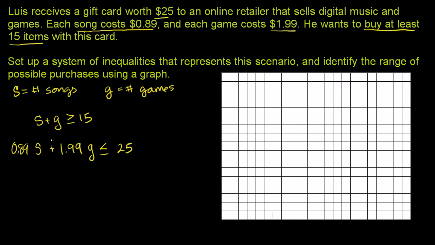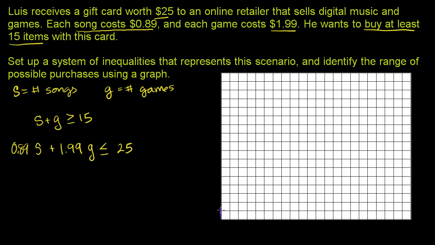Now, if we want to graph these, we first have to define the axes. We only care about the first quadrant because we only care about positive values for the number of songs and the number of games. We don't talk about scenarios where he buys a negative number of songs or games. So we're just going to use the positive quadrant right here. Let me draw the axes.